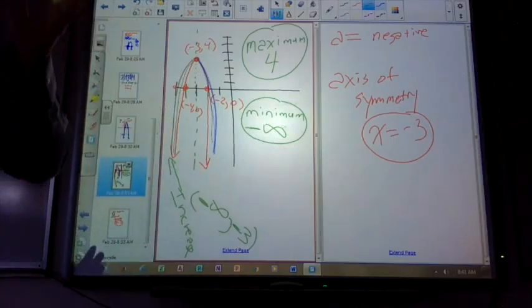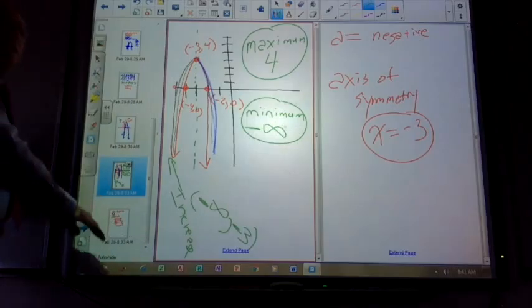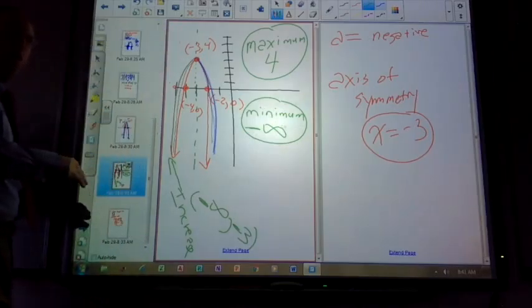So from negative infinity to negative 3, and I'm using parentheses, meaning I'm approaching it on both sides. Okay, I'm not going to equal it. So from negative infinity in the x direction to negative 3 in the x direction, my graph itself is increasing. Meaning my y values are going from negative infinity all the way up to 4.